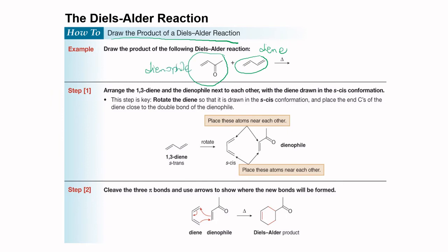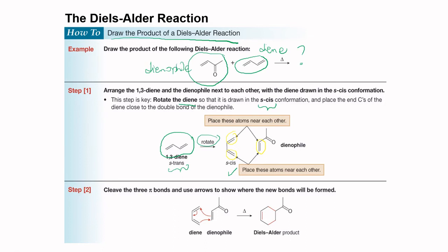So when it is heated, what will be produced? The first step is we need to rotate the diene so that it is drawn in the S-cis conformation, and we need to place the end of the diene close to the double bond of the dienophile. In this case, we have this 1,3 diene, it is S-trans. So rotate to give us S-cis, and then the dienophile needs to be rotated also so that this double bond will meet this double bond.